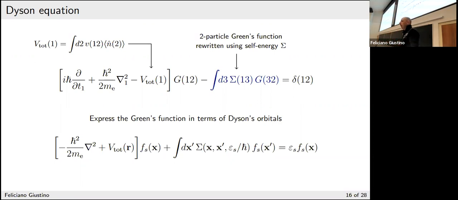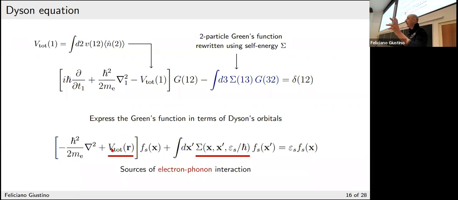So at this point, we can start talking about electron-phonon interactions. Where do they come from? Basically, you have them coming from the total potential that depends on the electron and the nuclear density, and you have them coming from this self-energy. Okay, so we need to discuss what is the shape of this self-energy to understand how to look into that.